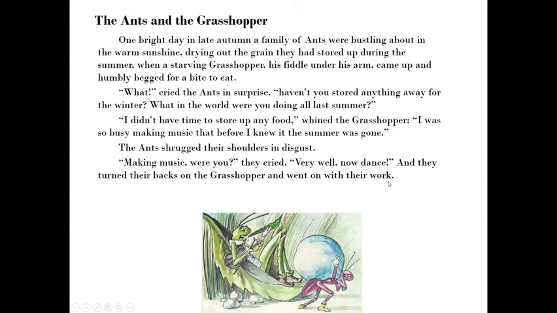So the grasshopper looks like he's learned a hard lesson. When he was making music, he should have been working. So the moral or the lesson that we can learn from here is there's a time for work and there's a time for play, because he played his time away with music when he should have been working so that he could have some food.